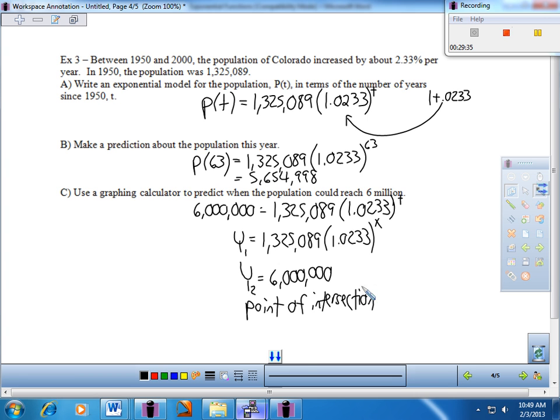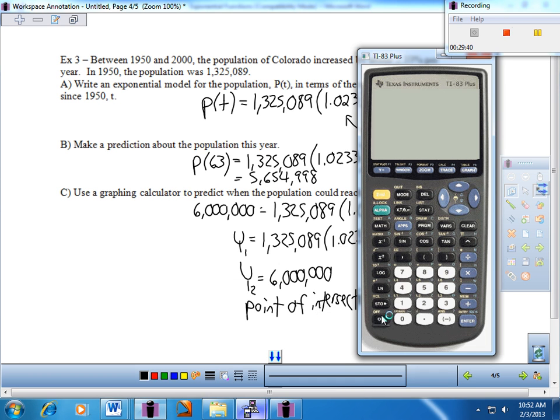Well, let's go ahead and see. I bring my calculator on up and I go to the y equals, and let's see if I can have some success typing this in. 1,325,089, and what do we say? Times 1.0233 raised to the x. Absolutely perfect. Now what I want to know is, over the years, how long would it take for us to hit 6 mil? And make sure I've got my zeros.